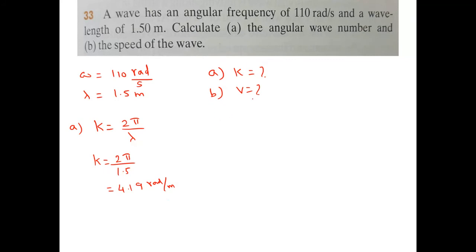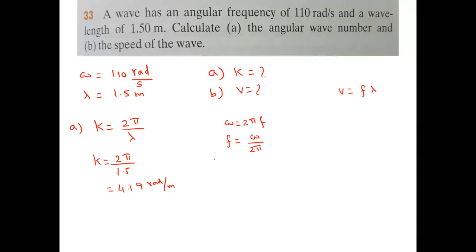Now for the second question, we have to find the speed. What is the formula? The formula for the speed is frequency multiplied by lambda. So first of all, we have to find the value of the frequency. We know the angular frequency omega is equal to 2 pi f. So from this, I can easily find the value of f. Therefore, f is equal to omega divided by 2 pi.